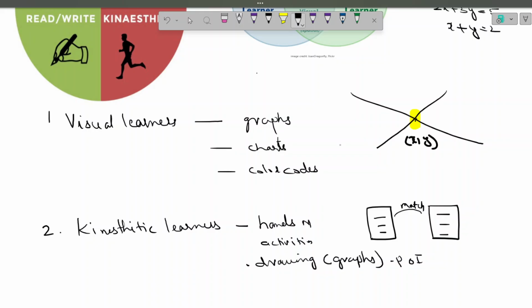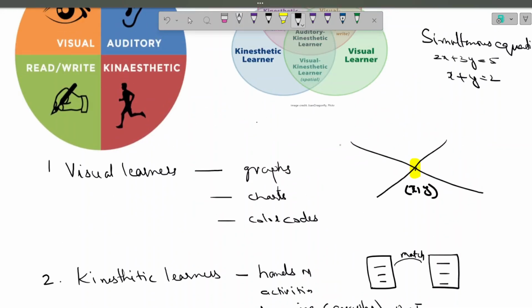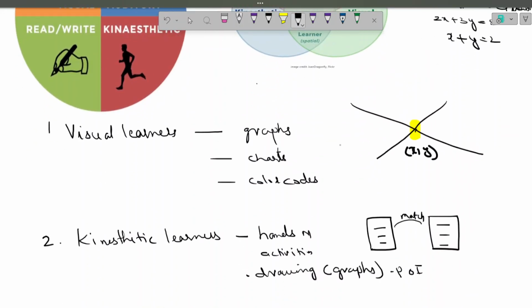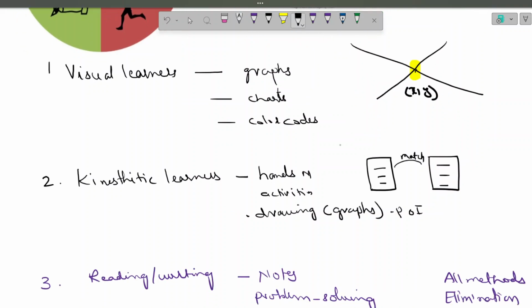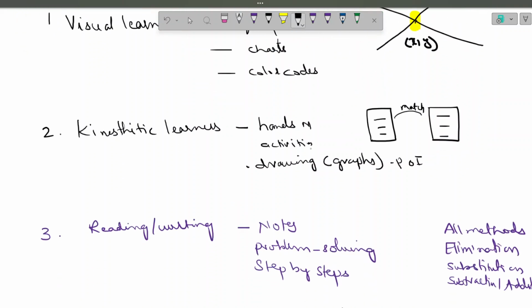Then come the kinesthetic learners, the learners who learn by doing. That means hands-on activities, or drawing the graph, or matching things. Suppose on one card you solve the problem and leave some steps in between. If you leave some spaces in between, they will fill the spaces. Then the problem is complete. That means the point of intersection, or if you give the answer with missing steps, they will do it.